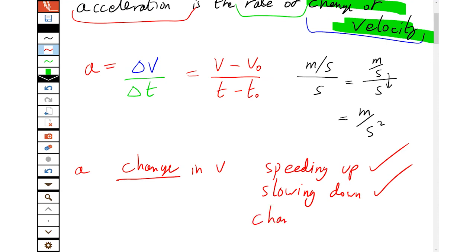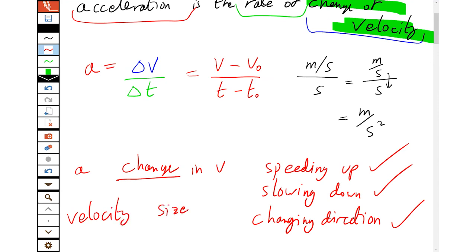And changing direction is also an acceleration. Because remember, velocity is a vector. It has a size, so changing the size is an acceleration, and a direction. So changing the direction is also an acceleration. And we'll see that as a key idea in circular motion, for example.